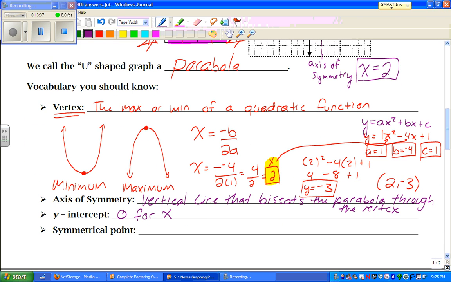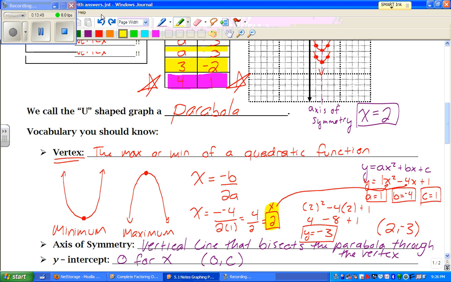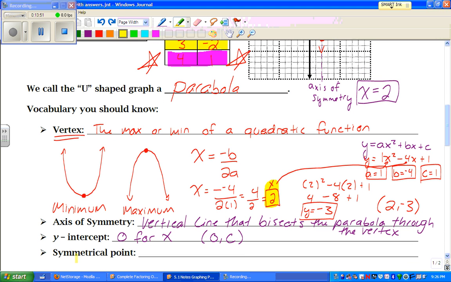So what we do is we're going to say this would be the ordered pair 0 and c, meaning that's this c term over here. It's always going to be that last term. Alright, last but not least, the symmetrical point. The symmetrical point is going to be across from the y-intercept.